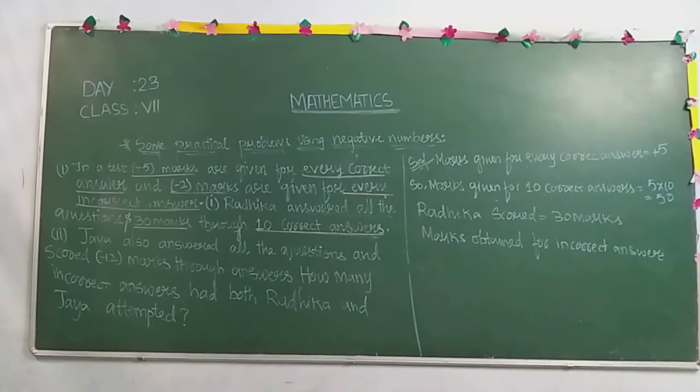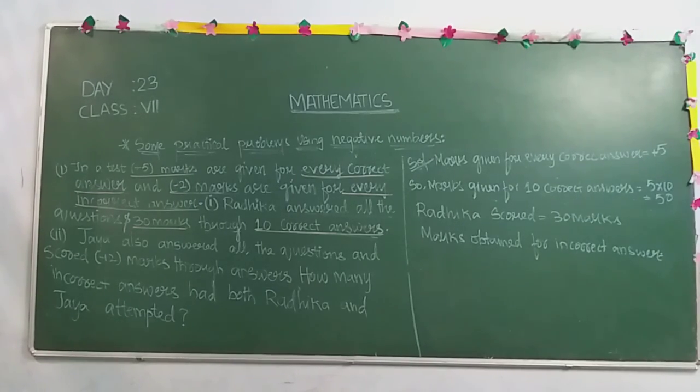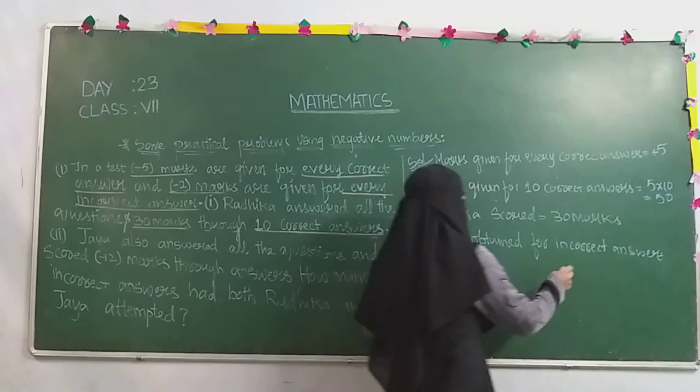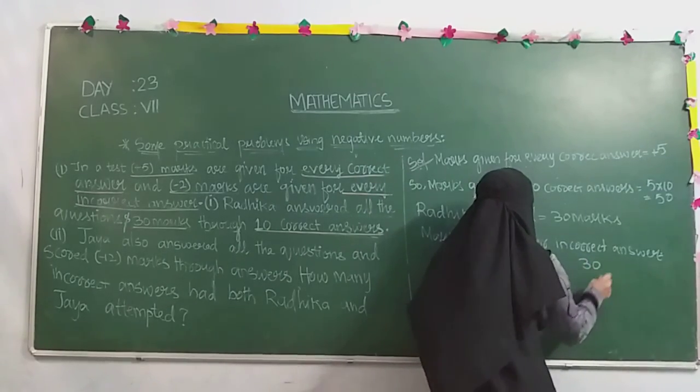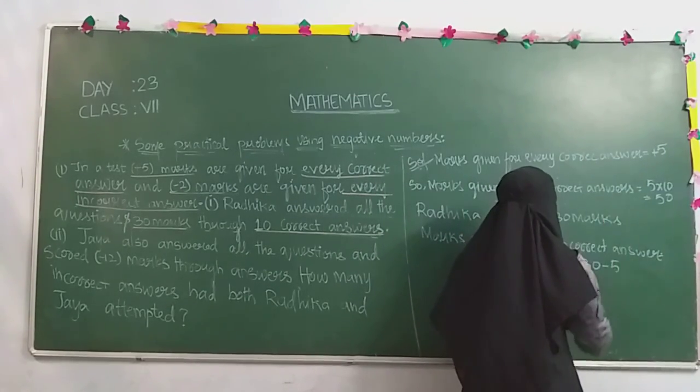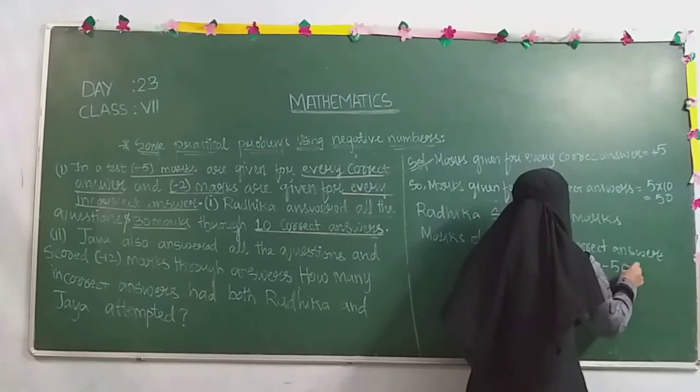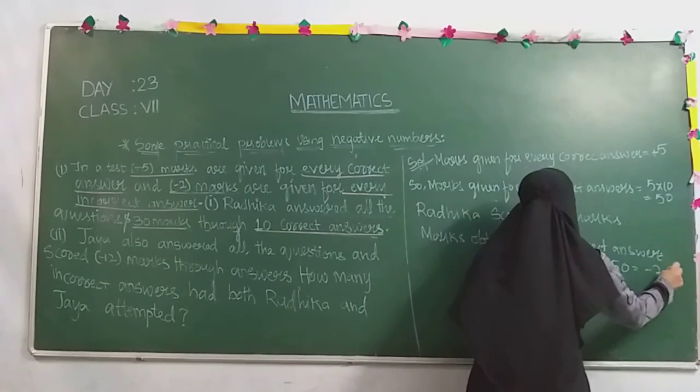Okay, till now we know the information. Marks given for every correct answer is 5. Marks given for 10 correct answers: as 10 answers she has attempted, so 5 tens are 50, and the total score of hers is 30. So marks obtained for incorrect answers will be 30 minus 50. Why 30 minus 50? Because her score is 30, and through 10 questions she got 50, so 30 minus 50 is nothing but minus 20.